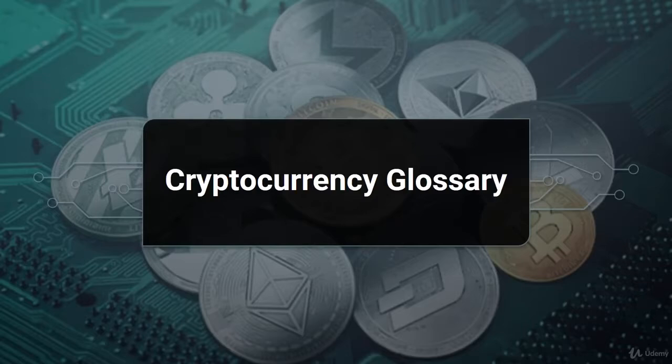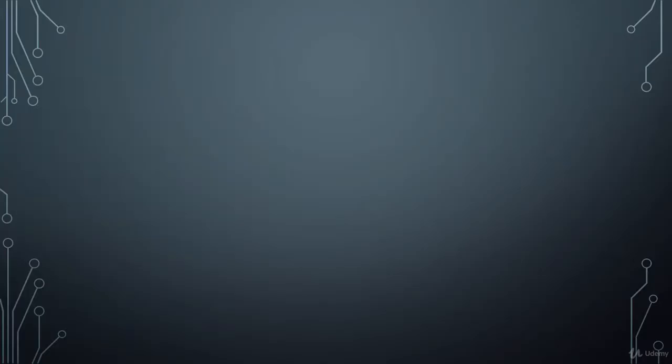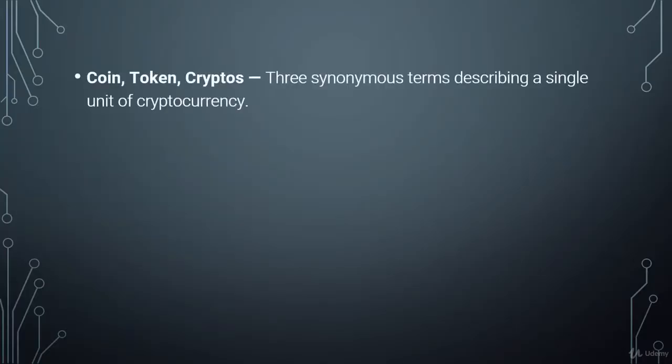Welcome to the Cryptocurrency Glossary. In this lecture, we're going to be going over a variety of different terms that are used throughout the course, and I'll break down their meaning into plain English. So starting off with coin, token, and crypto. Well, these are all three different terms that describe a unit of cryptocurrency. They're all synonymous and can be used interchangeably.